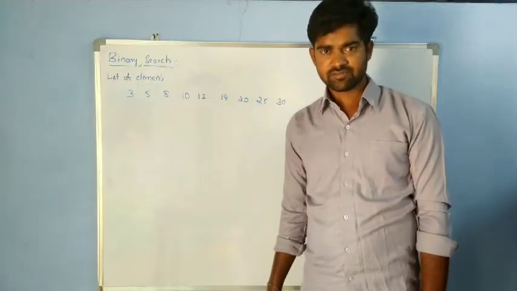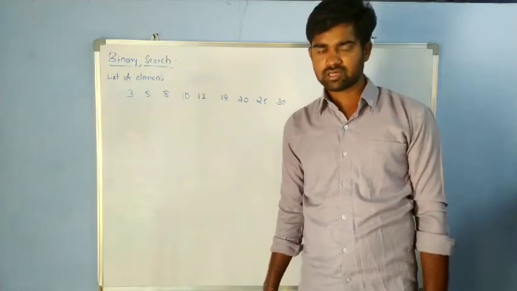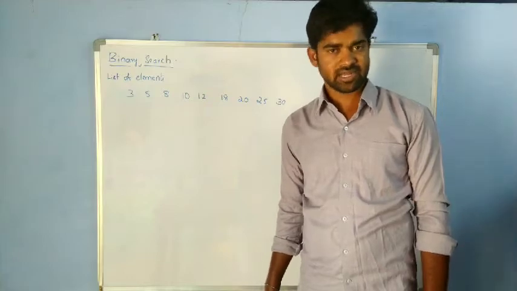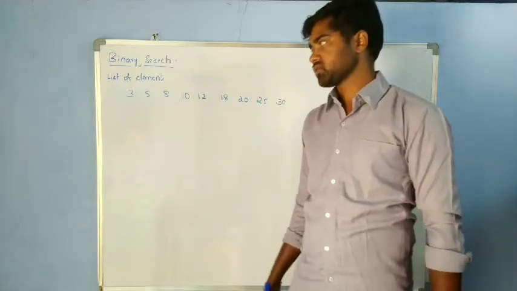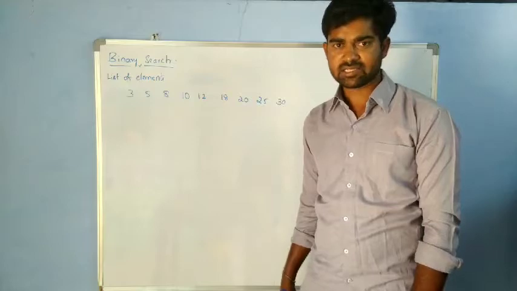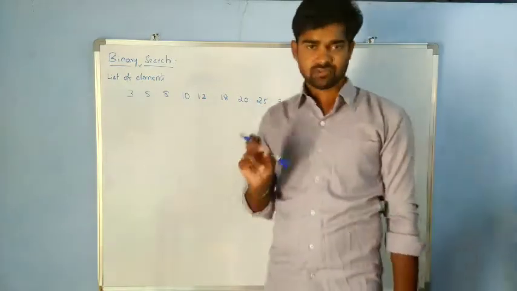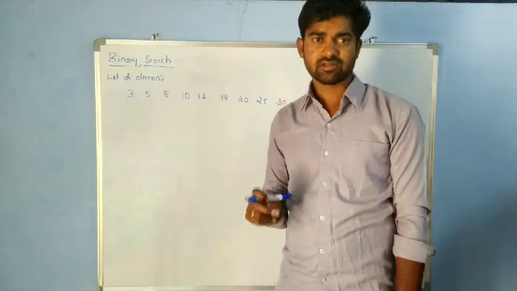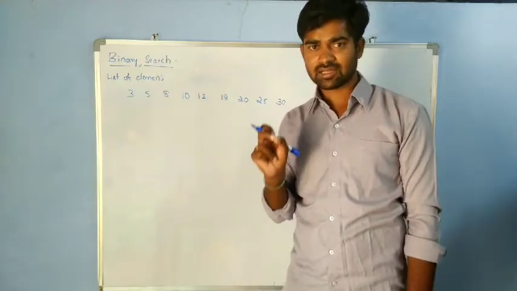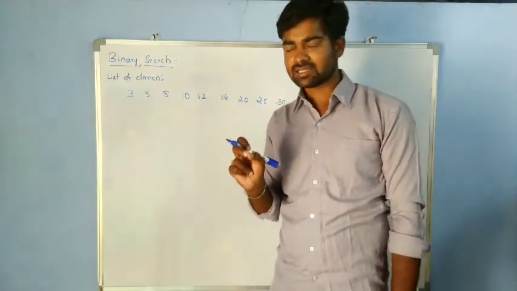So in the last session, we saw the binary search algorithm. Now we'll see an example for binary search. We already discussed that for binary search, the elements must be in order, either ascending order or descending order. So we need to check: the list of elements must be either in ascending order or descending order.